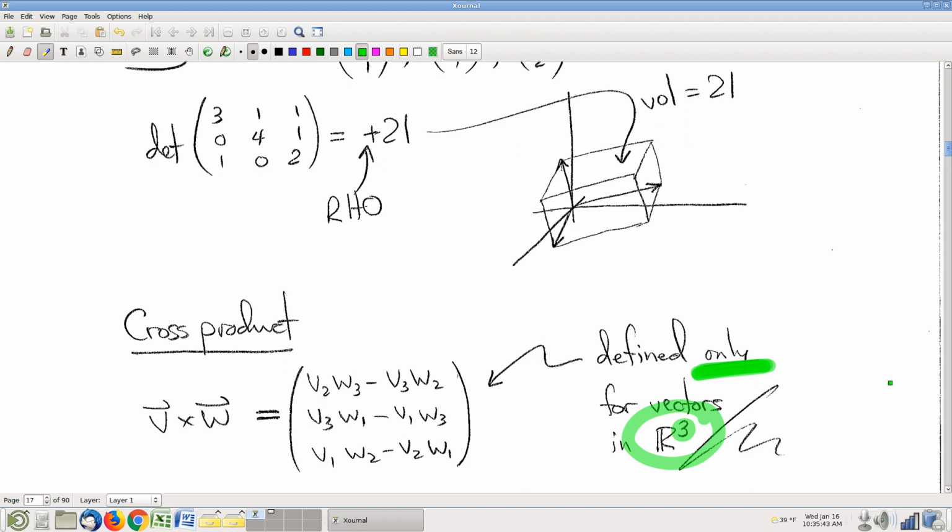Make sure not to write down, so errors of type are not things to avoid if at all possible. Don't make errors of type. Don't try to do operations with things that you can't do that operation with. Real bad sign, right? So don't try to cross two vectors in R2, or don't write cross product of two vectors in R4. Okay. All right.